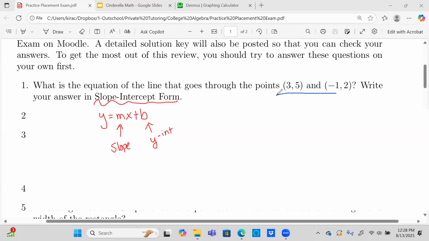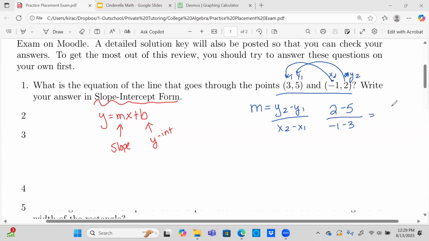They've given us 2 points. From those points, we can find the slope. So slope is m. It's the second y minus the first y over the second x minus the first x. So this is first x, first y, second x, second y. So you do this one minus this one. So it'll be 2 minus 5, over -1 minus 3. Work out that arithmetic. That's -3 over -4, negatives cancel, and our slope is 3/4. So if it just said find the slope, you'd be good to go. But they want the entire equation.